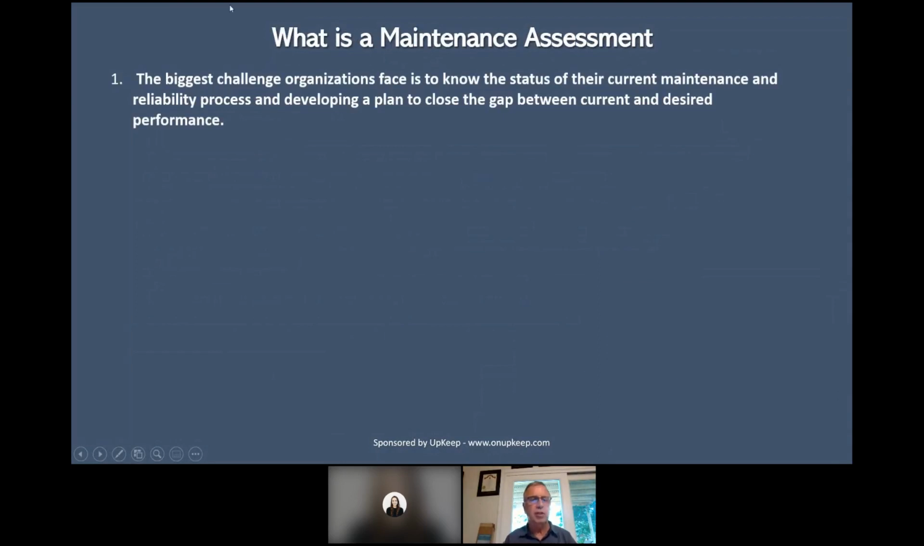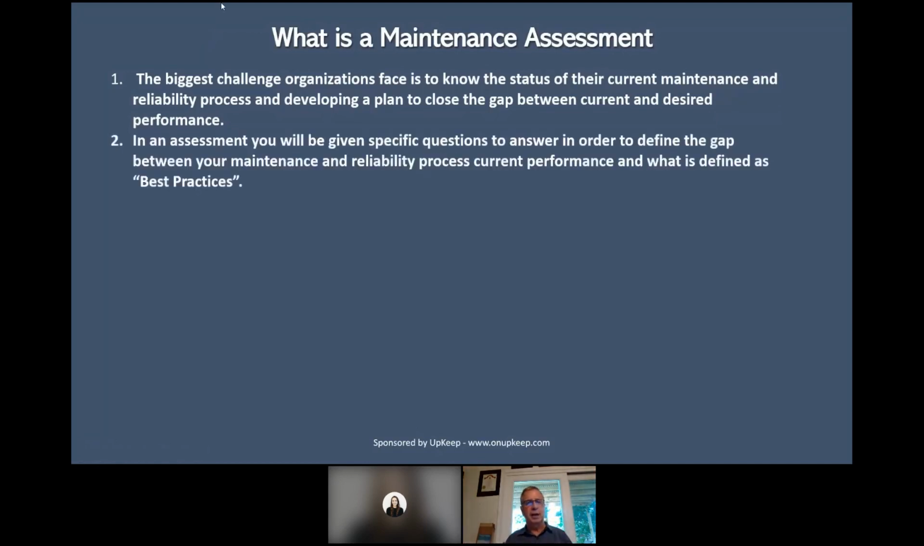So what is a maintenance assessment? The biggest challenge organizations face is to know the status of their current maintenance and reliability process and to develop a plan to close the gap between current state and desired performance. In an assessment, you'll be given specific questions to answer in order to define the gap between your maintenance and reliability process, current performance, and what is defined as best practices.